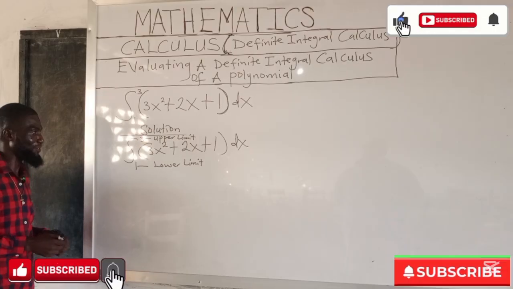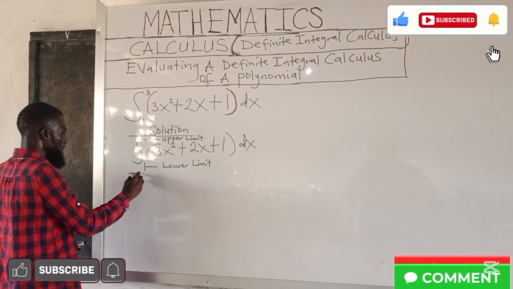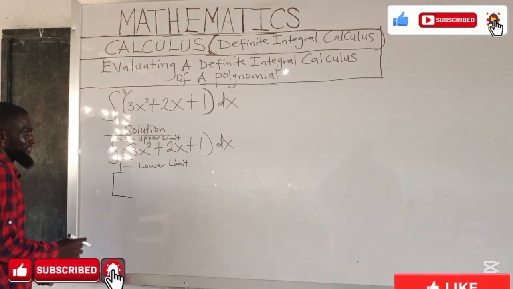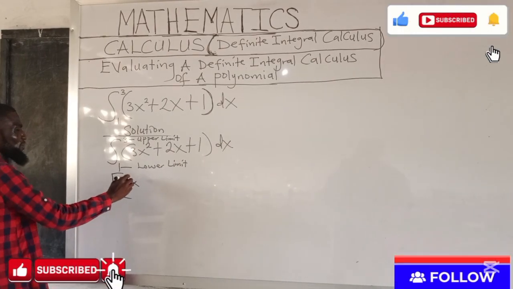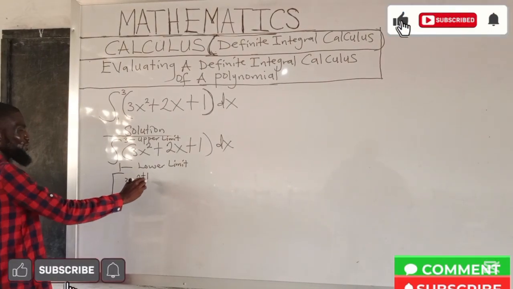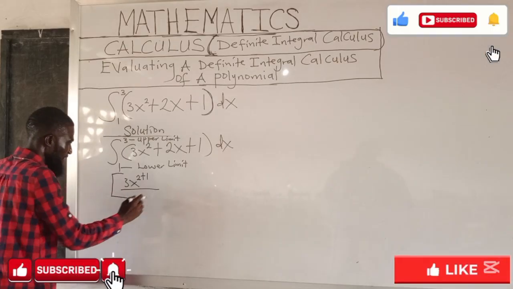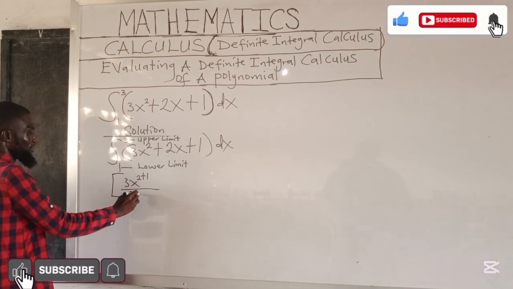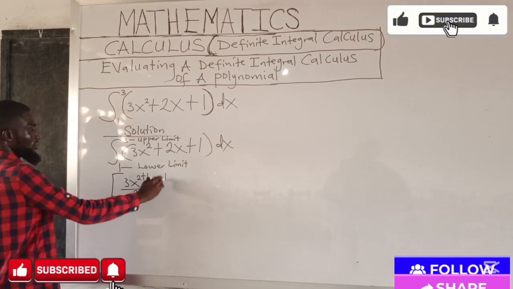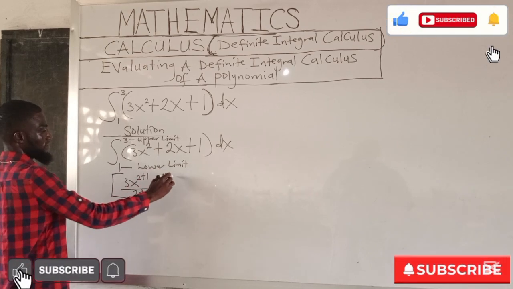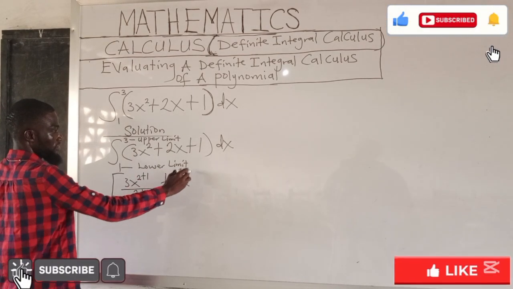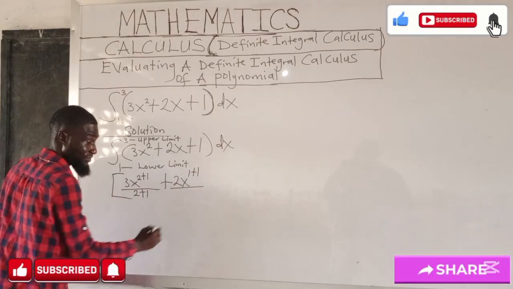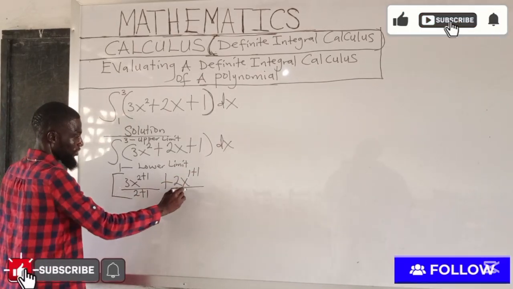On this note, ladies and gentlemen, we say bracket open. What do we have? 3x raised to the power of the exponent 2. We add plus 1 over the same 2 plus 1. We bring it on here, 2 plus 1, plus what we have here? 2x raised to the exponent of the power 1. We add plus 1 over, we bring the same 1 plus 1 here.